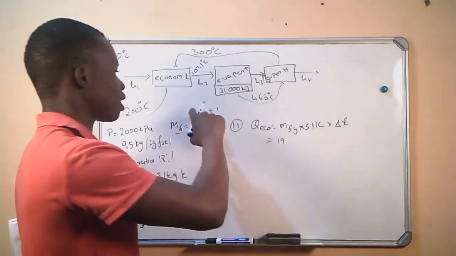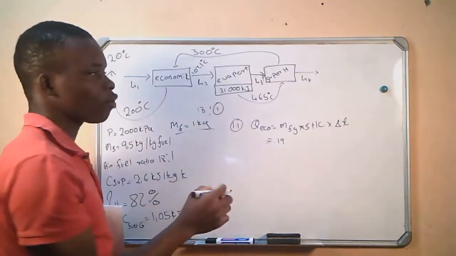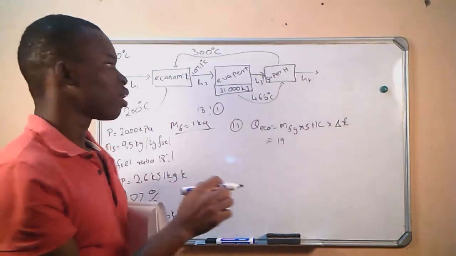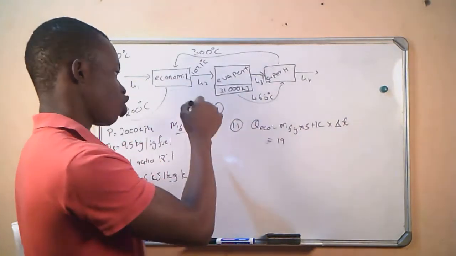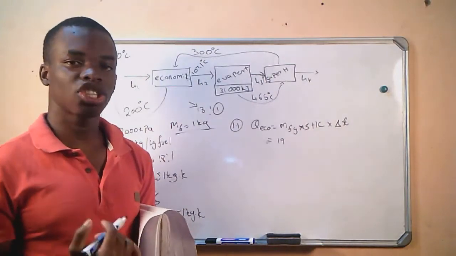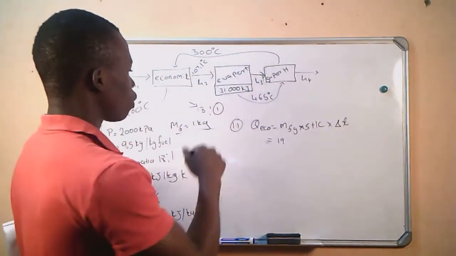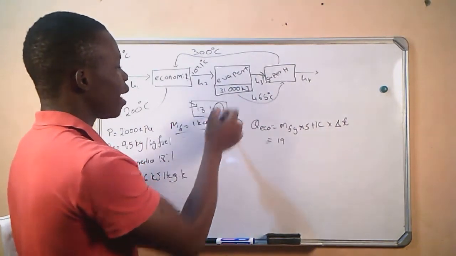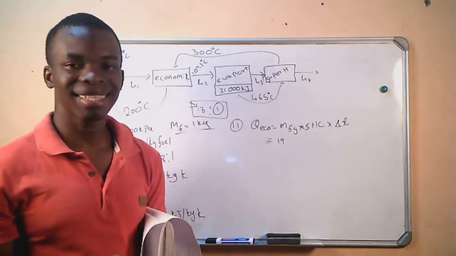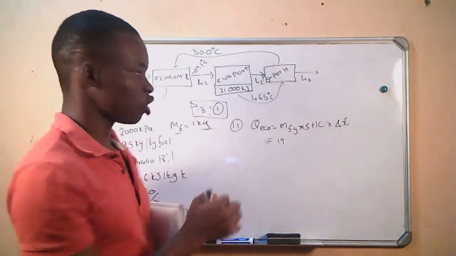We know that the fuel ratio tells us that for every 1 kg of fuel that we are using at the combustion chamber, we will also let in 18 kgs of air into the combustion chamber. So now the mass of the fuel gases is the sum of those two, which is what is found in the combustion chamber.